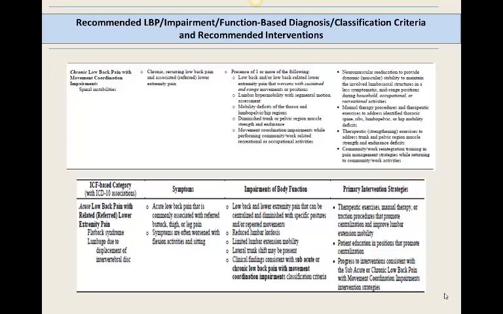Strengthening and re-education are the key, and community work reintegration training is important if they are using their spine in a way that is somewhat physical.